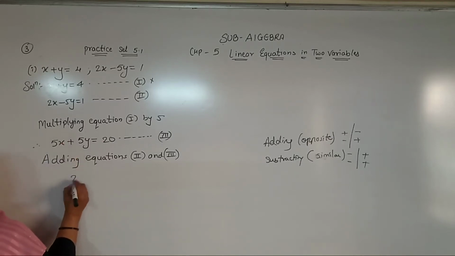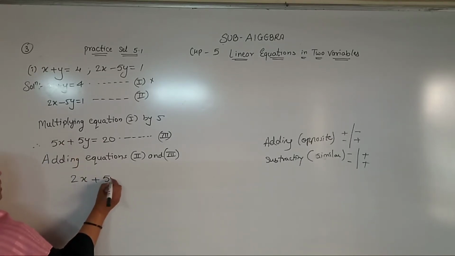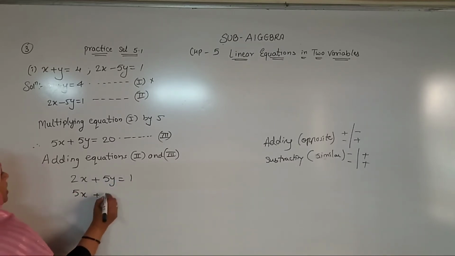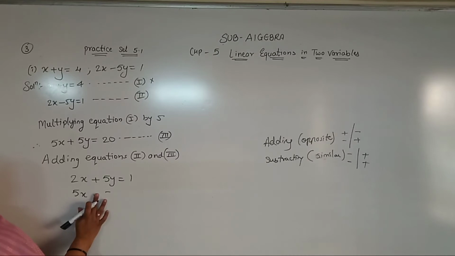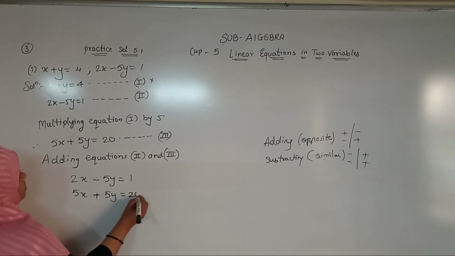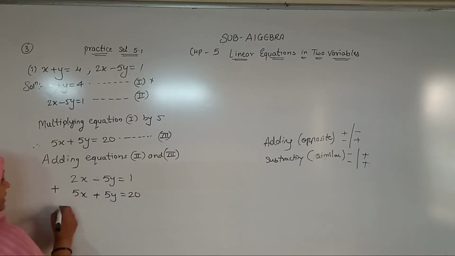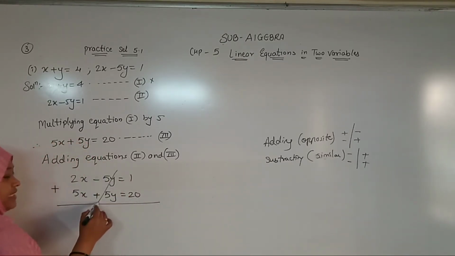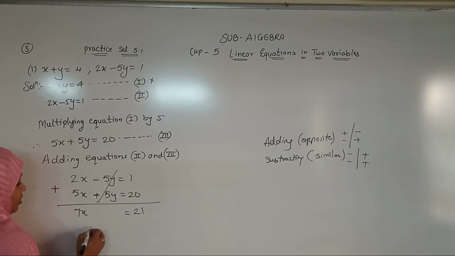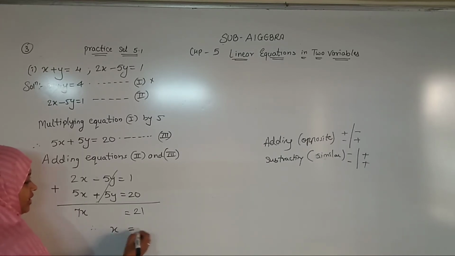What is the second equation? I have 2x plus 5y equals 1, and 5x plus 5y equals 20. Add, you have to write the add sign. That's all. Now plus and minus get cancelled. Adding this, I will get 7x, isn't it? And here I will add, I will get 21. Bigger number sign.